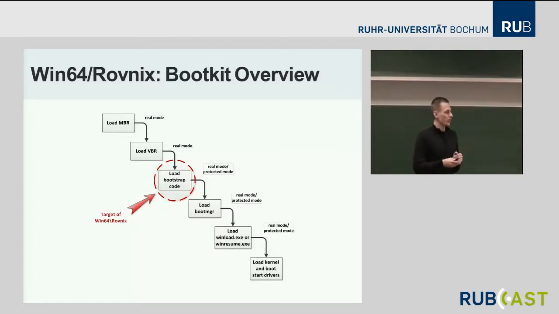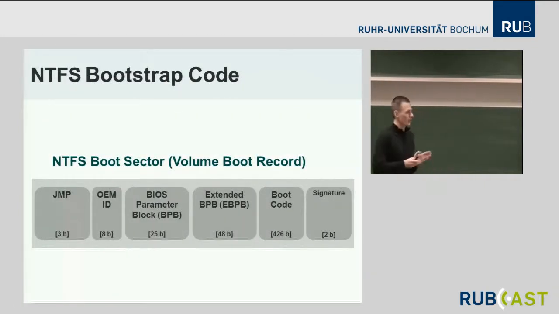What's the difference with TDL4? TDL4 targets MBR code. Rovnix targets bootstrap code, something between the volume boot record and the boot manager. So the NTFS bootstrap code is located in the 15 sectors immediately after VBR, 16 continual sectors. The first instruction is to jump to the boot code. There are some parameters, the BIOS parameter block, which defines some basic information of the NTFS partition. And then we have the signature.